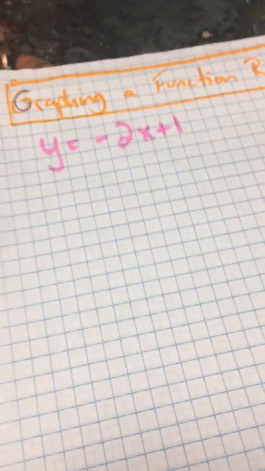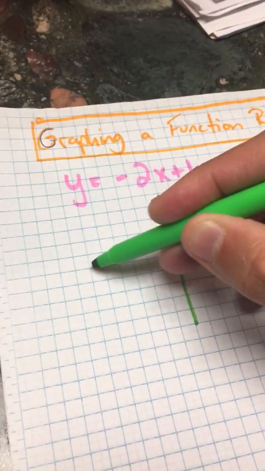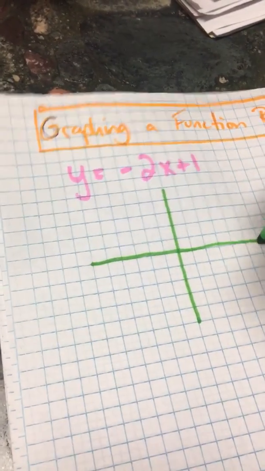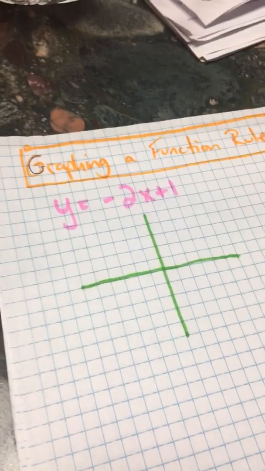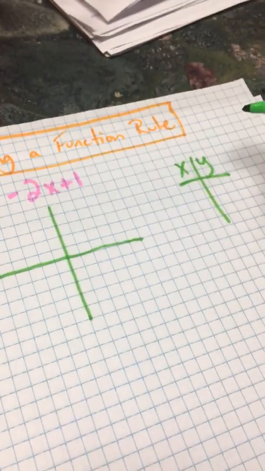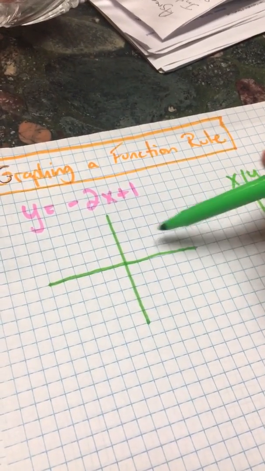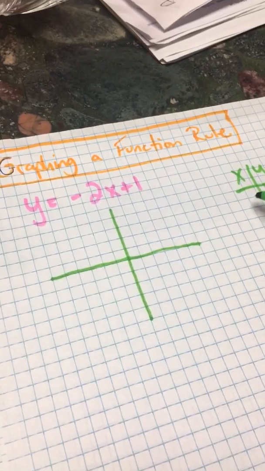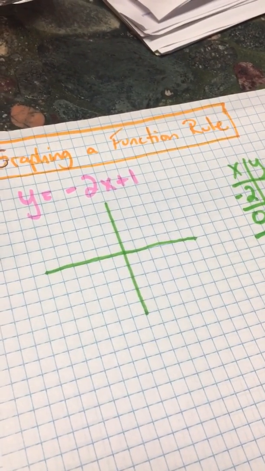So if we're looking at this first one here, y equals negative 2x plus 1. I'll just draw my coordinate plane. Here's my x, and here's my y. I'll just take some values and plug them in. Okay, what can I plug in for x? Well, since I'm graphing it, I don't want to pick points that are too far away from the origin. So how about we pick negative 2, 0, which is always a good number to plug in, and 2.